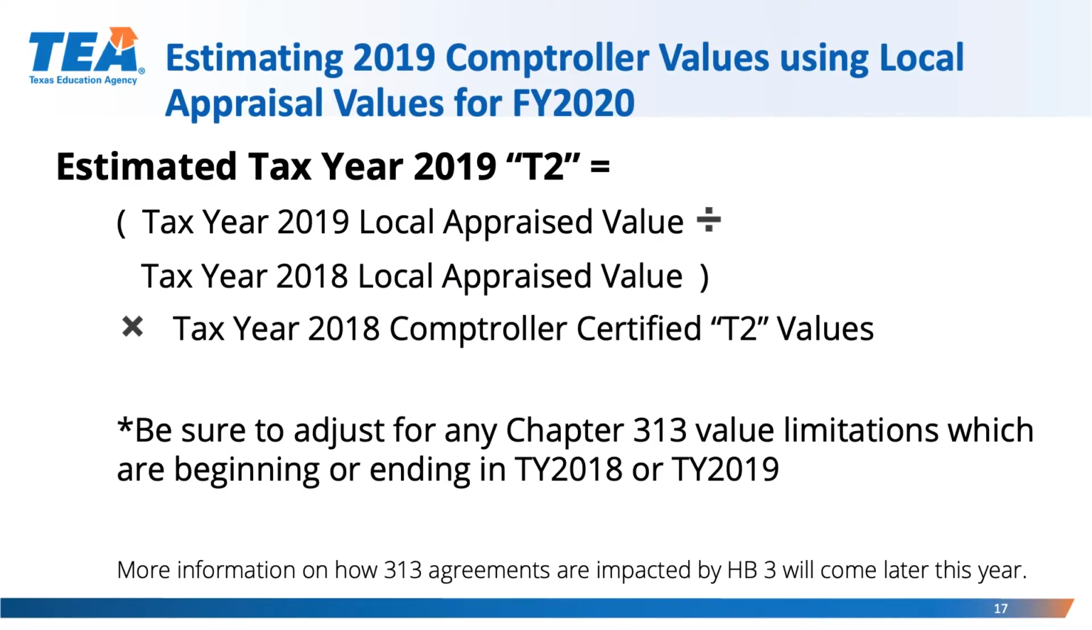This is to estimate your 2019 comptroller values. Take your 2019 local appraised value from your county appraisal district and divide that by the same number that you received from them in 2018. This gives you a growth rate. Then multiply that by your tax year 2018 comptroller certified T2 values that you should also have, and that should give you a good estimate of your 2019 tax year T2 value. Make sure to adjust for any Chapter 313 value limitations which are beginning or ending in either tax year 2018 or tax year 2019 when you're calculating the growth rate.